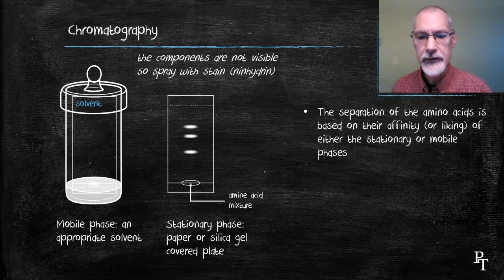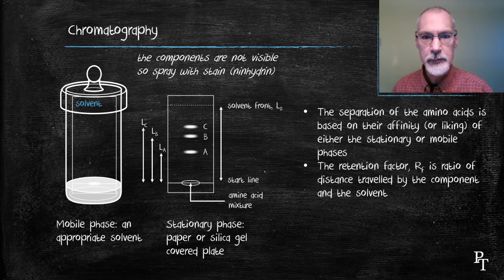I now make measurements going from where I started my experiment to where each component moved, as well as how far the solvent moved. From that I calculate something called the retention factor, which is a ratio of the distance that the component moved over the distance that the solvent moved. In this case, for component A, I get a value of about 0.41, and it doesn't have units.